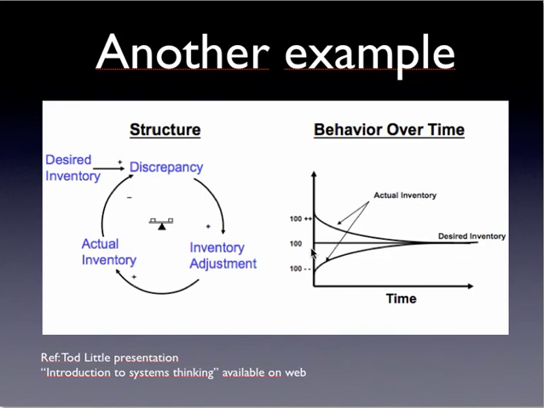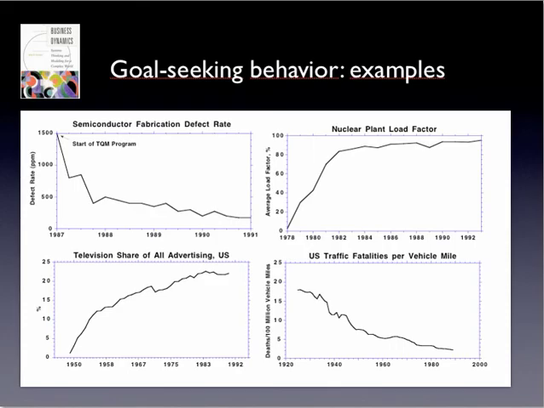If you have a desired inventory of 100, but you have more than 100, you are going to sell to reach the desired inventory. Otherwise, if your inventory is smaller than the desired inventory, you're going to ask the supplier to bring the stuff that you need. In the Business Dynamics book, there are a lot of real goal-seeking behaviors. I recommend you read the book.